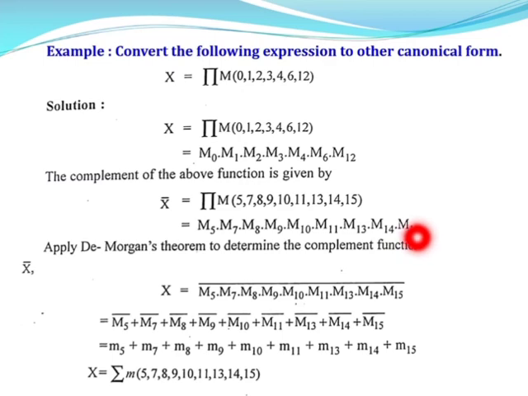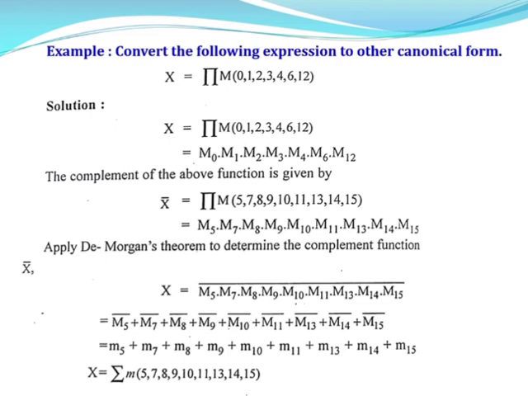Now the next step is applying De Morgan's theorem. So x bar, the whole bar, that is x, is equal to this thing the whole bar. That is, A dot B dot C, the whole bar, is equal to A bar plus B bar plus C bar. Applying this here, you will get M5 bar plus M7 bar plus M8 bar plus M9 bar plus M10 bar plus M11 bar plus M13 bar plus M14 bar plus M15 bar, which is nothing but the minterms m5 plus m7 plus m8 plus m9 plus m10 plus m11 plus m13 plus m14 plus m15.